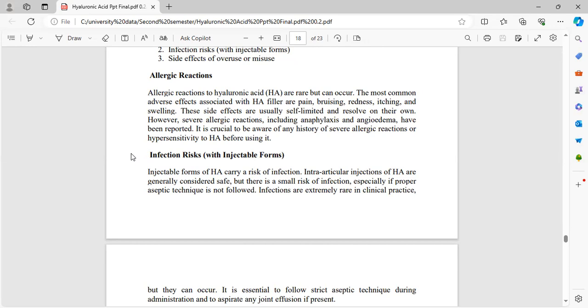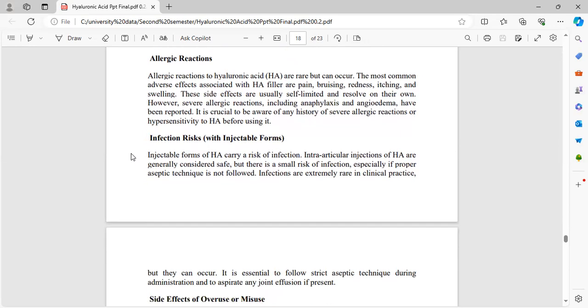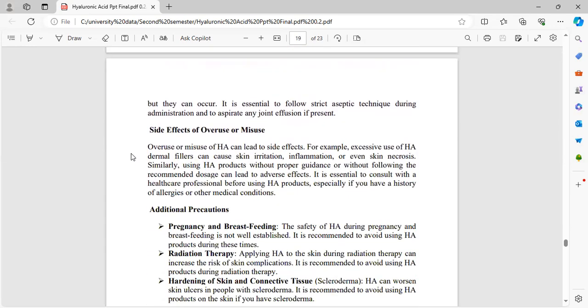Articular injections of hyaluronic acid are generally considered safe, but there is a small risk of infection, especially if proper aseptic technique is not followed. Infections are extremely rare in clinical practice, but they can occur. It is essential to follow strict aseptic technique during administration and to aspirate any joint effusion if present.